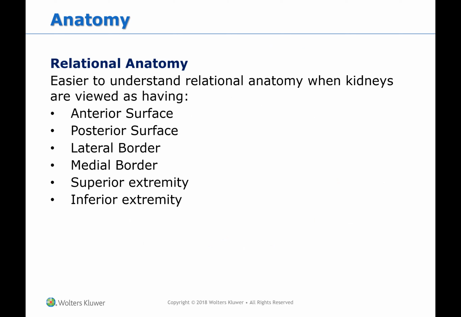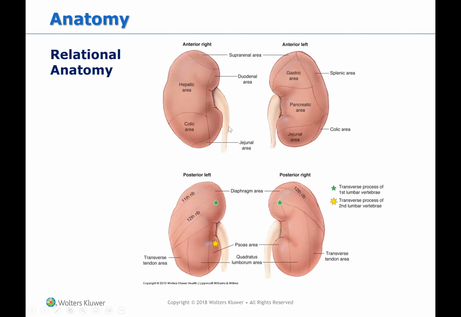So let's talk about the relationship of the anatomy. When you're scanning, one thing you're going to find on the right kidney is that we use the liver as a window to see the right kidney a lot, because the hepatic area of the kidney right here, the right kidney is underneath the liver quite a bit. So it's in close contact with the liver. So we'll see both the right kidney and liver in our images of the right kidney.